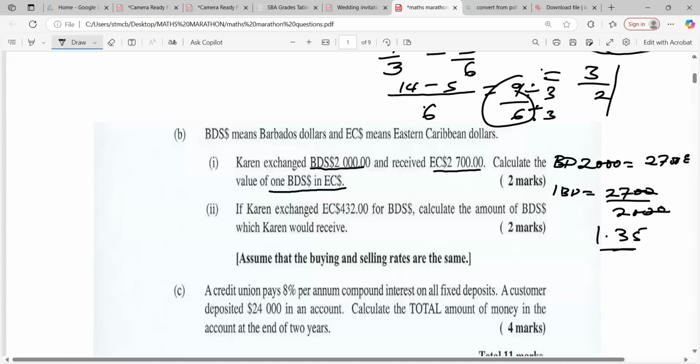Of course, guys, you can use your calculator, right? So what this is saying, one Barbados dollar is equal to 1.35 Eastern Caribbean dollars. So this one now, sometimes students will get mixed up with this one. It says if currently exchange Eastern Caribbean $432 for Barbados dollars, calculate the amount of Barbados dollars.